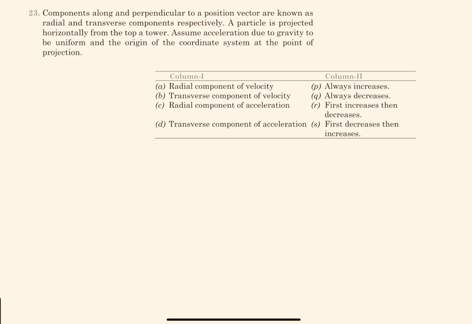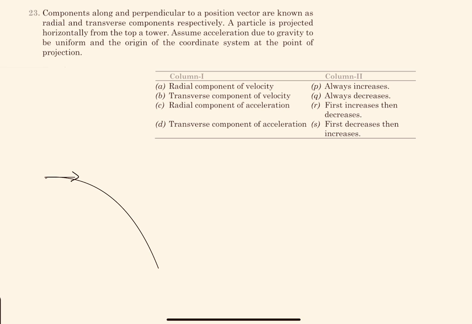We have to think. So let's first imagine the situation. The particle is projected horizontally from the top of a tower. So it will be going in a parabolic path like this. Now, let's see the radial component of velocity.